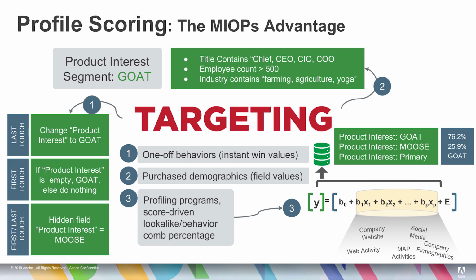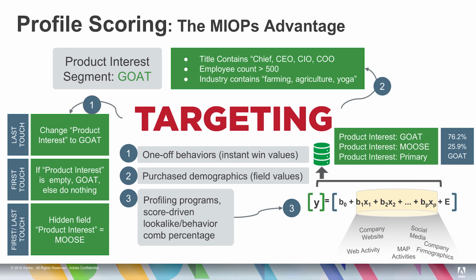So for example, if you're trying to determine product interest based on static fields, you have to do things like title contains chief, executive, CEO, and you have to do employee count is greater than 500 people as well. And then you have to also match up with industry. And a lot of these things are not actually correlated to what our marketing strategy is about. So we need to fix that gap.